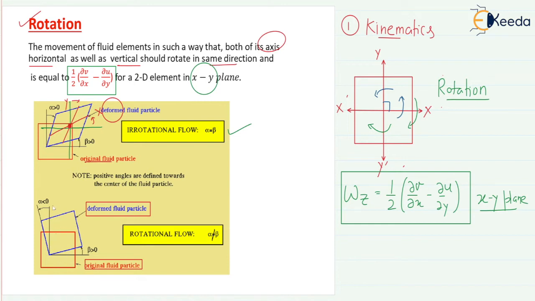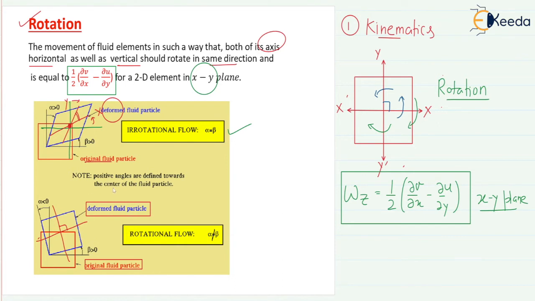If you take the x-axis and y-axis, both axes are moving in the same direction, either clockwise or anti-clockwise. The angle should be maintained the same, but here you can see the angle has changed. So this is called rotational flow, when both axes, the x-axis as well as the y-axis, rotate in the same direction. That is called rotation.